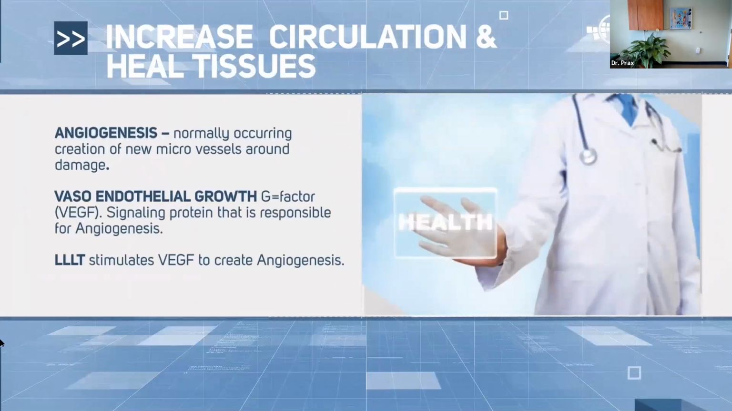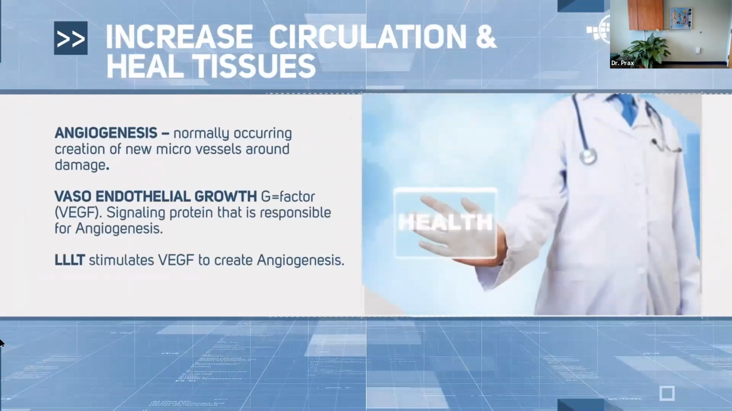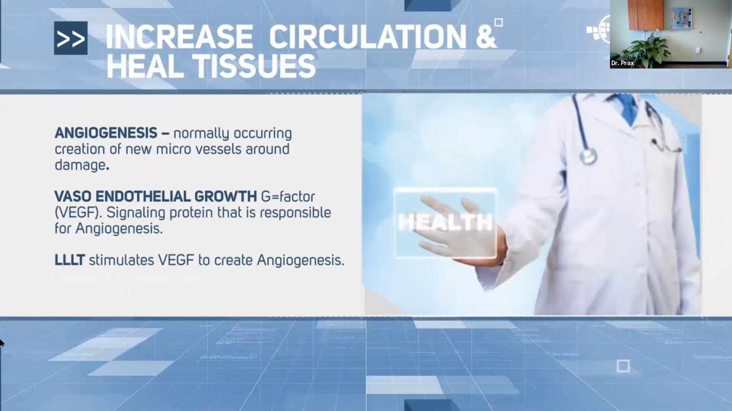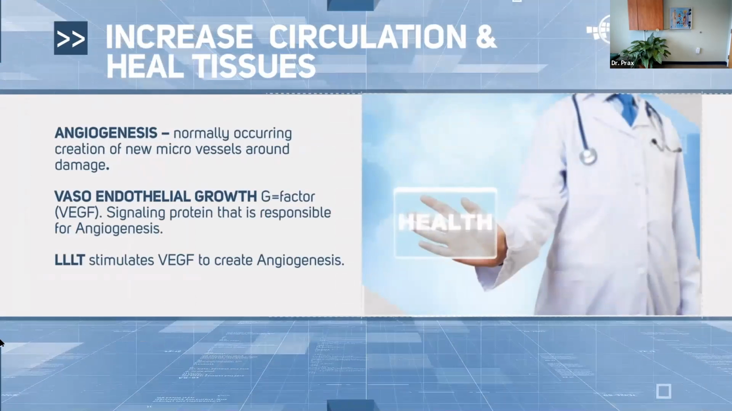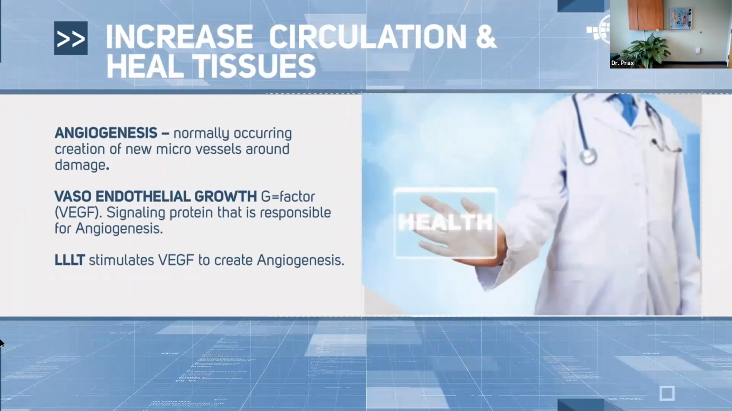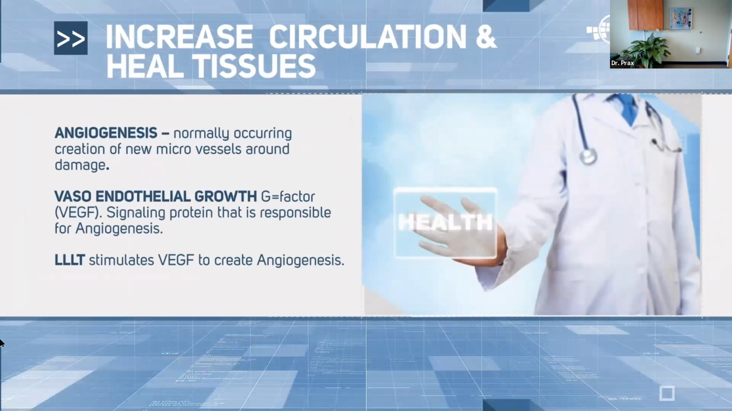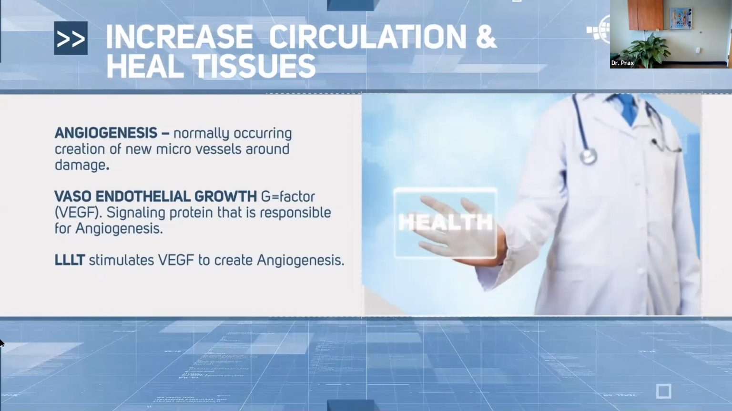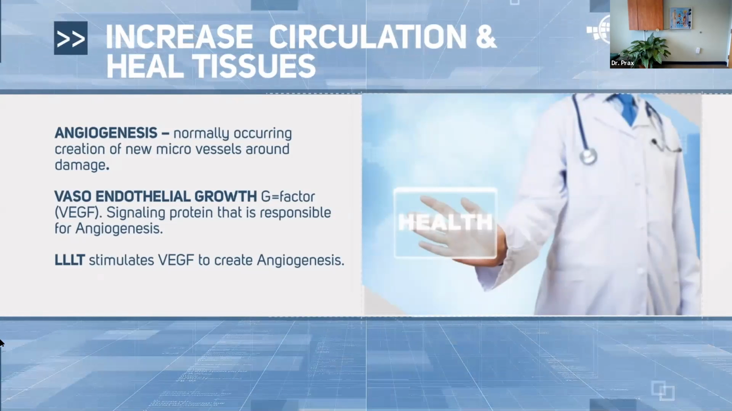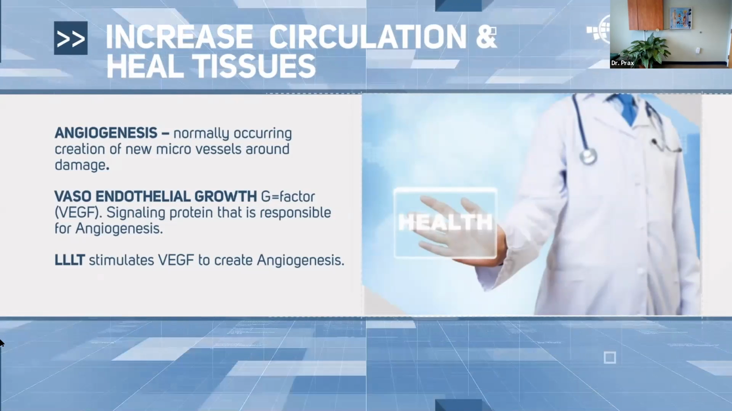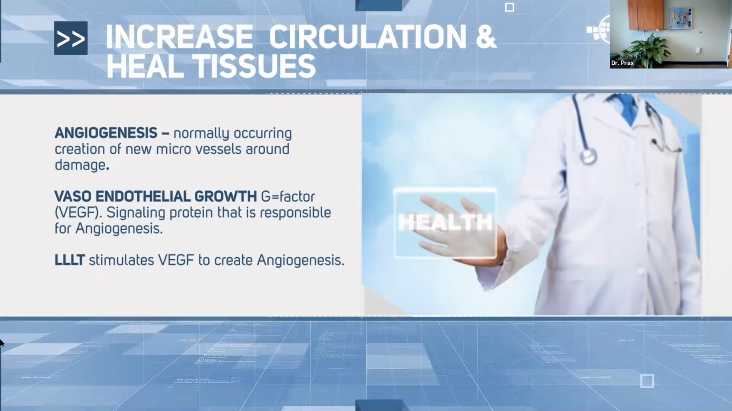So what does infrared therapy do for neuropathy? Well, infrared therapy, also known as low-level light therapy, stimulates a process called angiogenesis. Angiogenesis is the naturally occurring creation of new micro blood vessels around damaged areas, allowing them to bring in oxygen and nutrients the tissue needs to heal. Low-level light therapy stimulates the production of vascular endothelial growth factor, or VEGF, which is a signaling molecule that's responsible for stimulating angiogenesis. Low-level light therapy stimulates VEGF to create angiogenesis.